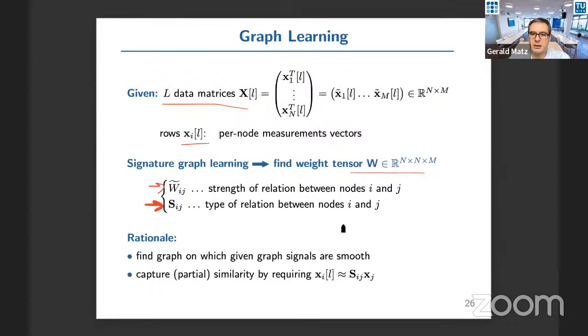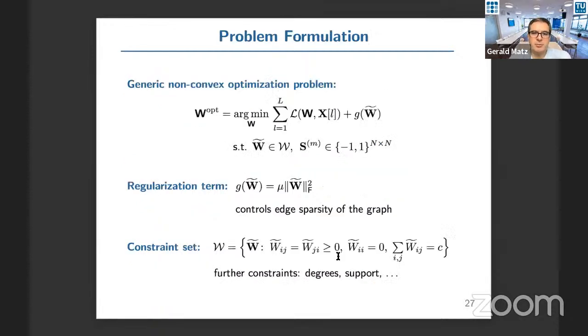And we use the common rationale that lots of people have been looking at also for unsigned graphs, to try to learn a graph such that the data that we have is smooth on the graph. And this is equivalent, of course, to saying that the signatures should be chosen such that the relation between the measurements is consistent with the signatures. And this can be formulated as an optimization problem where the smoothness we capture in terms of the Laplacian. It's just here that the weights and the measurements are made explicit. There's a regularization term here, which usually is chosen to be the Frobenius norm of the weights, that allows us to control the sparsity of the graph.